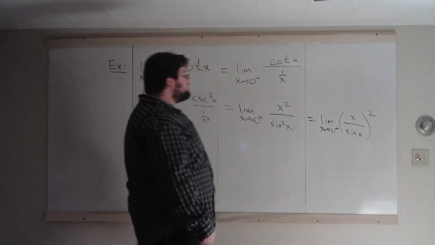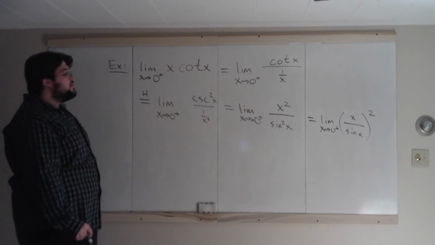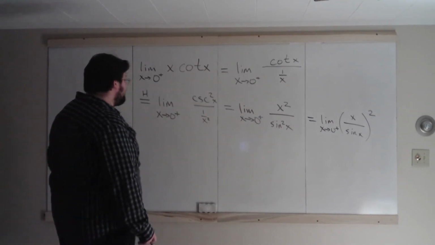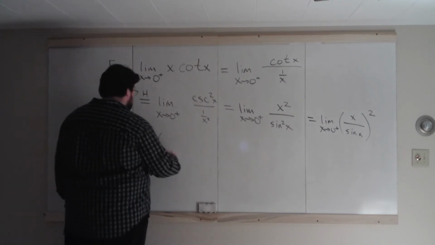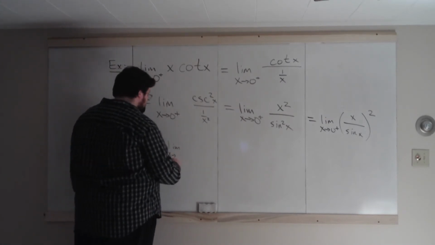x and sine x are squared. So you can take that square out, and now you have just the limit as x goes to infinity of x over sine x squared, which equals... I said infinity, I meant 0 on the right.